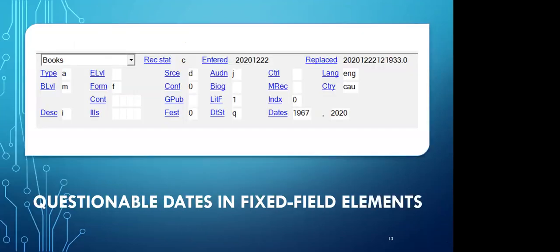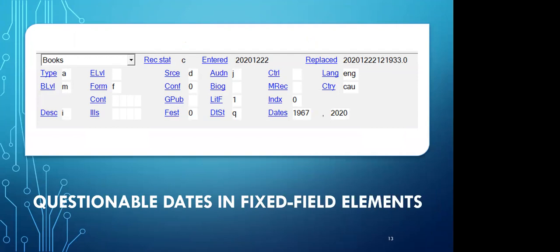So sometimes you have questionable dates in the fixed field elements. So you're going to code the DTST, the type of date, publication status as Q for questionable date. In the dates field, you're going to put the oldest date as date 1, and the more current date is date 2. In this example, date 1 is 1967, and 2020 is date 2.